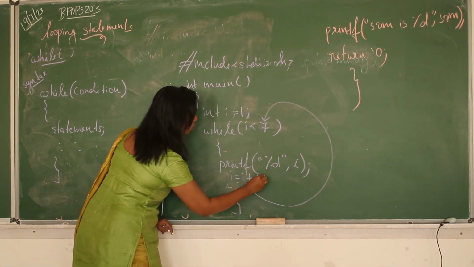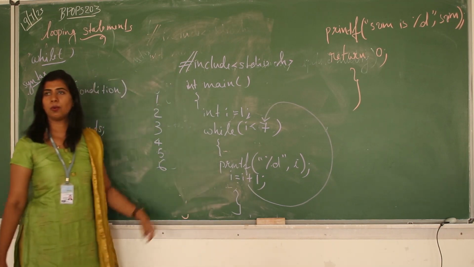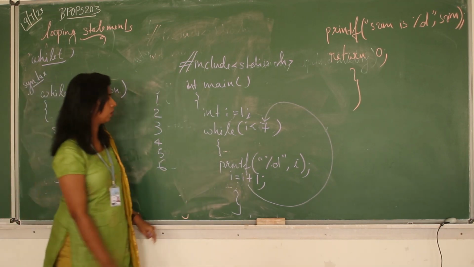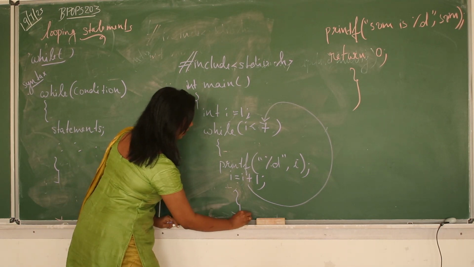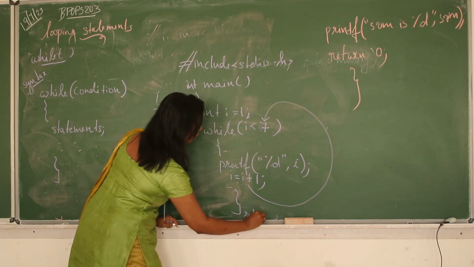I equal to I plus 1. This is how, and last you have to write the return 0. Why return 0?